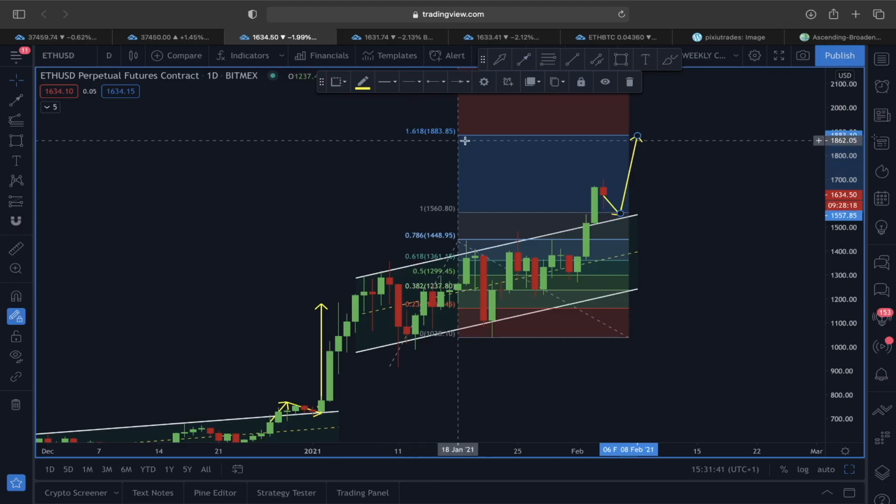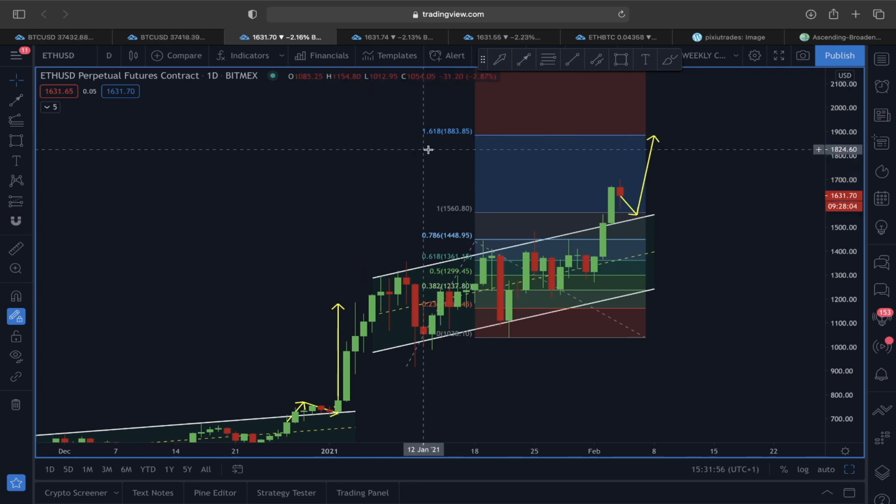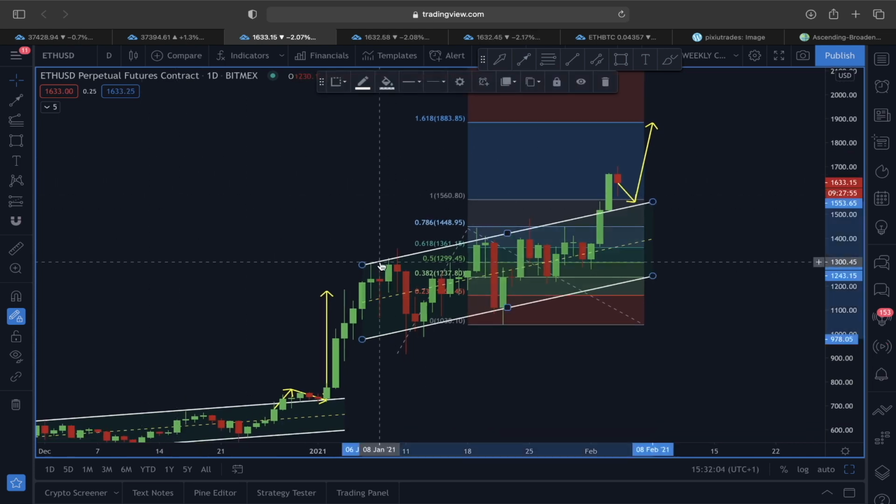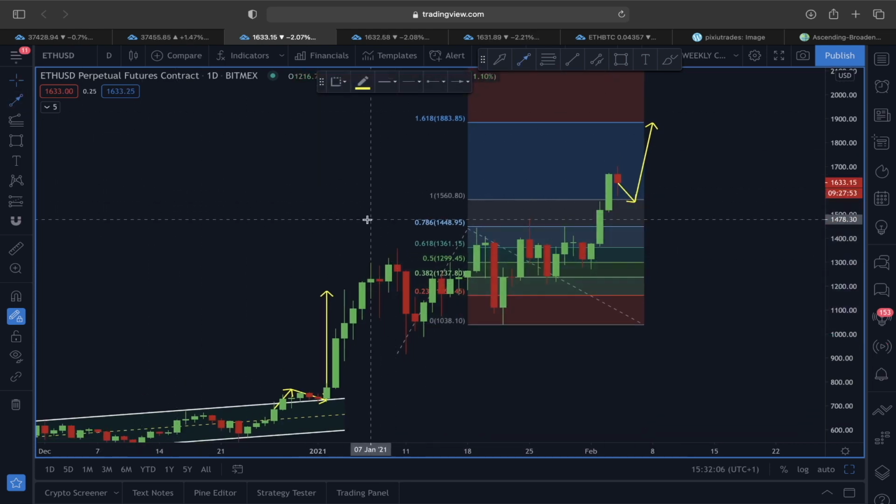So looking at this price movement here, if this is going to continue, then the upper target here is going to be this 1.618 Fibonacci extension level, which is at the 1883 price level for Ether. But does this price target of 1883 actually make sense? What we can do here to find that out is add this ascending channel.